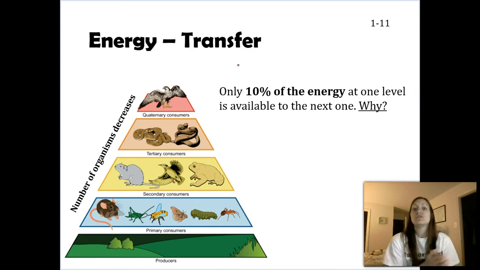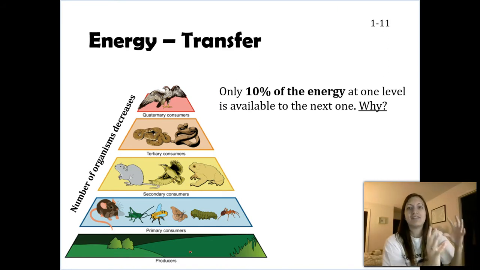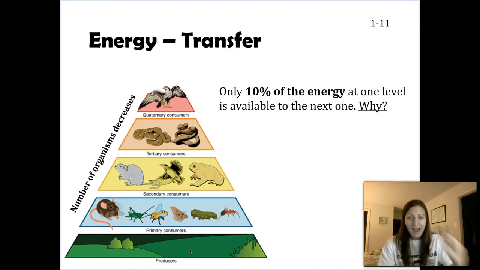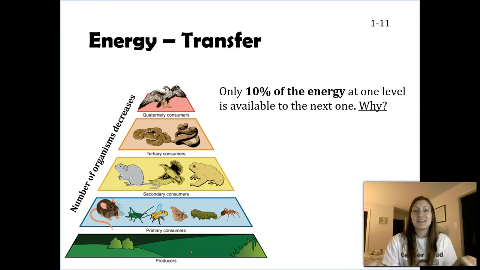There is a rule of thumb that only 10% of the energy in a trophic level is available to the next one. For instance, if these producers, let's say a single tree, have 100 calories worth of energy. Calories is a measure of energy. Well, that's good for me. I want to eat those 100 calories. But this rule tells me that even if I ate that entire tree, I would actually only get about 10 calories. That's 10% of that 100.